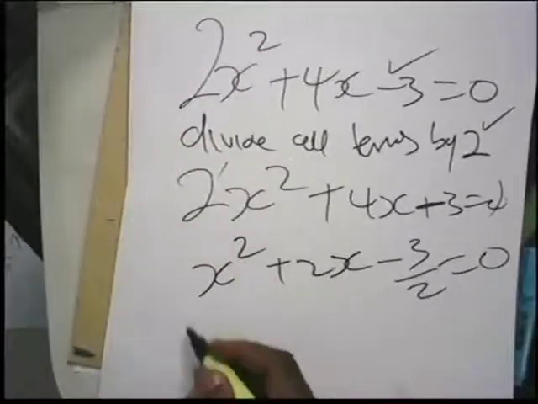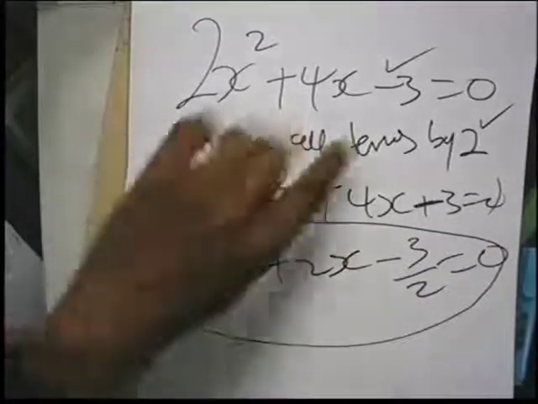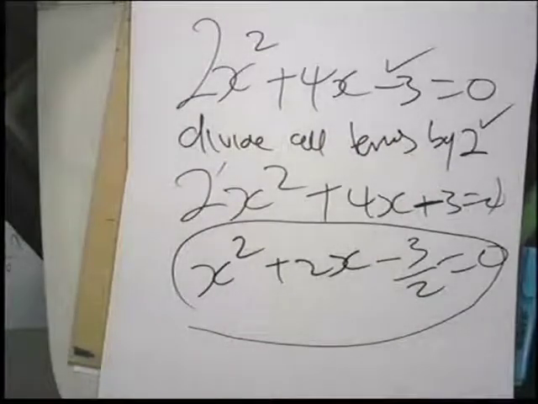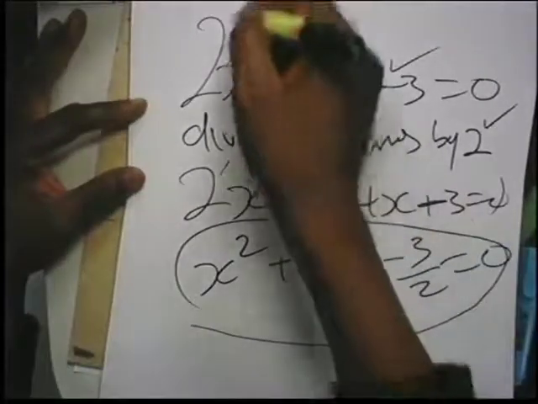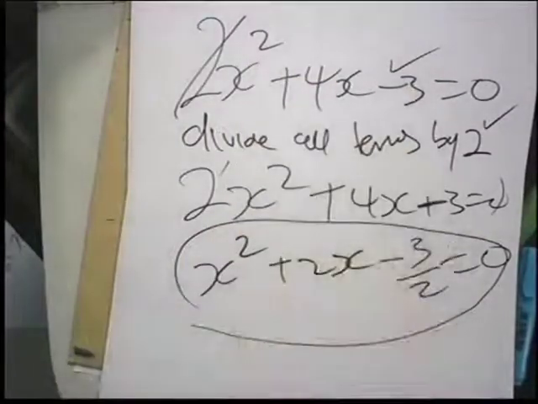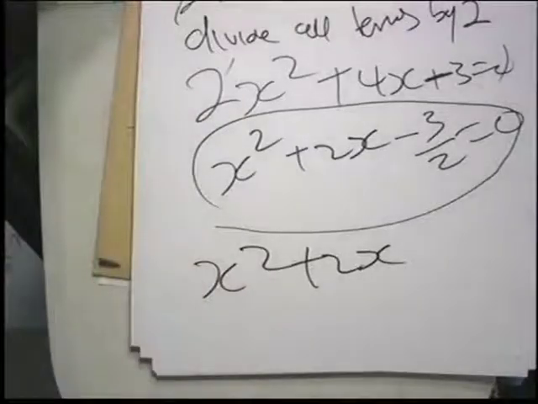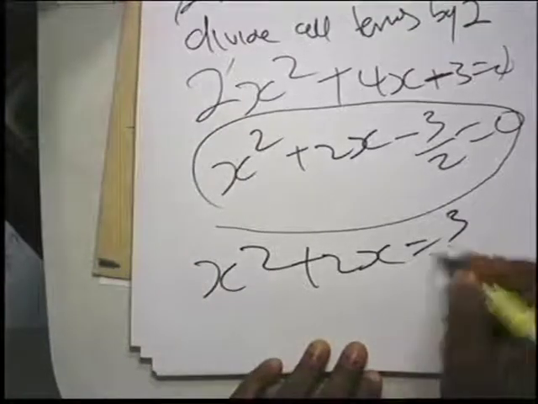I hope you understand what I did here. Because the question says divide all terms by 2, I want to use the complete the square method. So if you use 2 to divide this one, it will be s squared, 2 to divide this, 2s, then 3 over 2. That is what I mean by completing the square. Then you can easily say s squared plus 2s, then you wouldn't want to put it to 0 again, so equals 3 over 2.